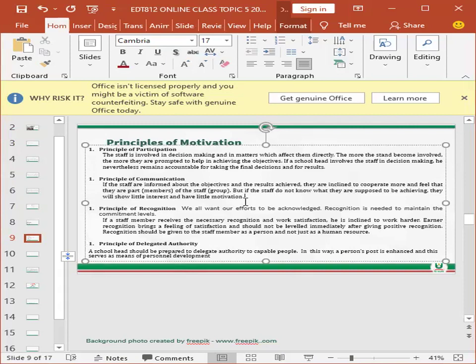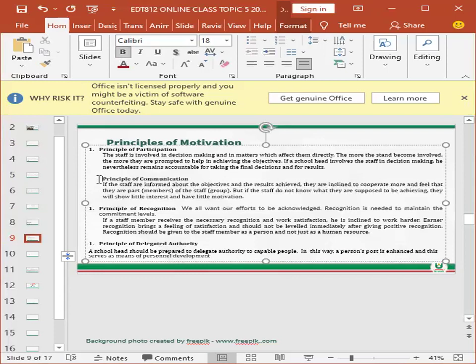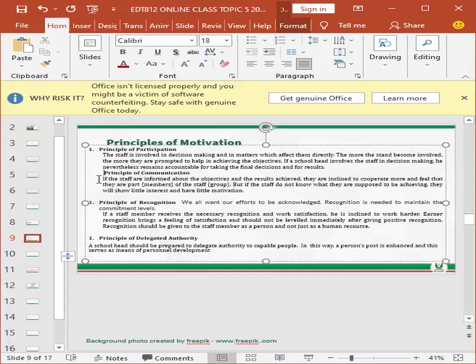So we also have the principle of recognition. With this principle of recognition, we all want our efforts to be acknowledged. Recognition is needed to maintain the commitment levels.